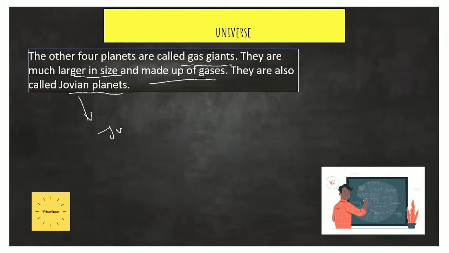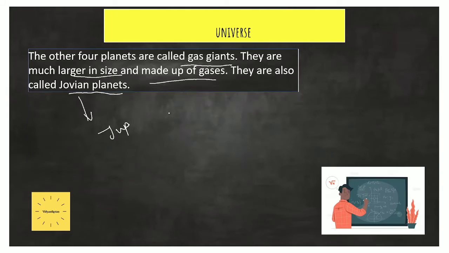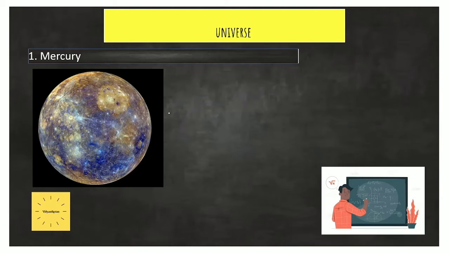Jovian planets means Jupiter-like, similar to Jupiter. See, they all are almost of similar sizes and they are very huge and they are all made up of gases. So they are also called Jovian planets or gas giants. Now moving on to the next slides, we will learn about Mercury.